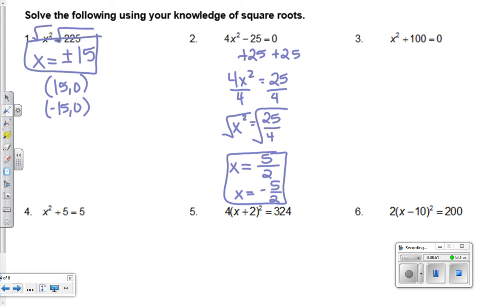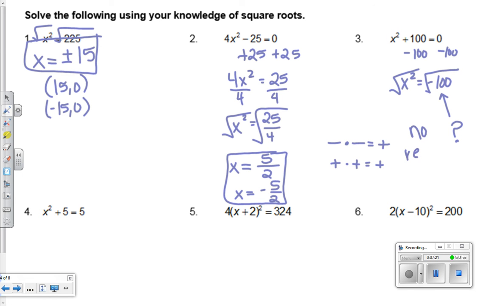Okay. Number 3. Again, trying to get x by itself, so I'll subtract 100 from both sides. So x squared equals negative 100. Okay. So I go to take the square root, and can I take the square root of a negative? Is there any number I can multiply times itself? Well, a negative times a negative equals a positive. A positive times a positive equals a positive. There's never going to be a number I can multiply times itself to get that negative. So my answer here, our favorite, no real solutions.